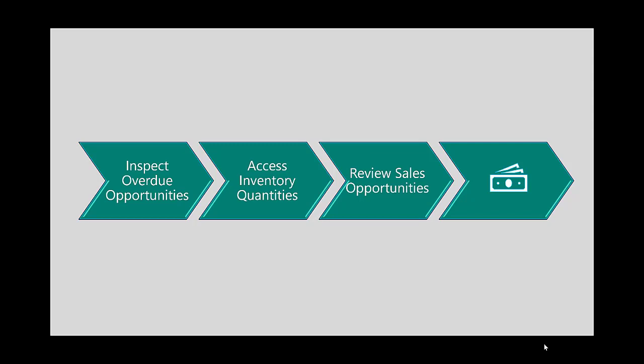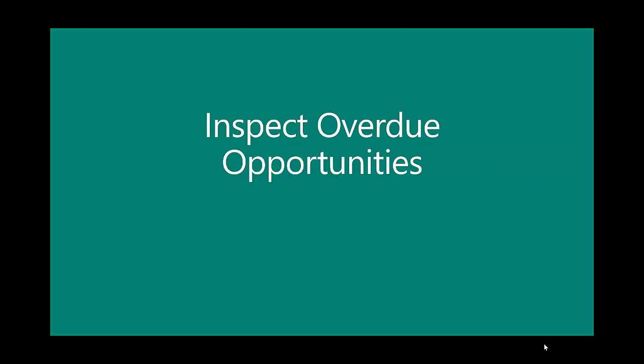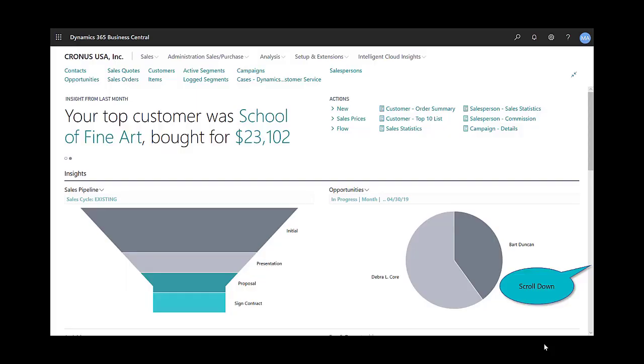In this scenario, I'll show you how to inspect all the overdue sales opportunities, access inventory quantities directly within the application, and then review any open sales opportunities. Let's begin. So, inspecting the overdue opportunities, you'll see here you have a role-based homepage.